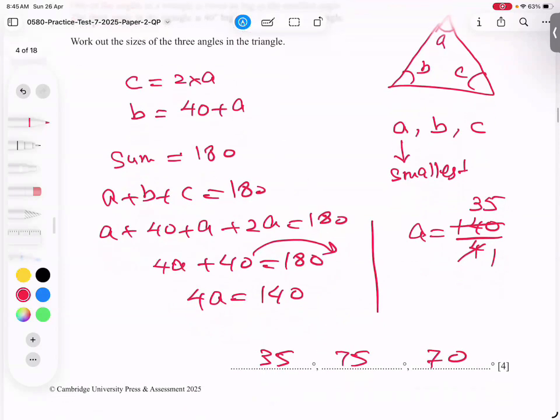An interesting part: if we add them all, let's see what answer we get. 70 comes from here. If you add these 2 angles, we get 110, and it becomes 180. It's evidence that we have done the question correctly. I hope the concept of the question is clear.